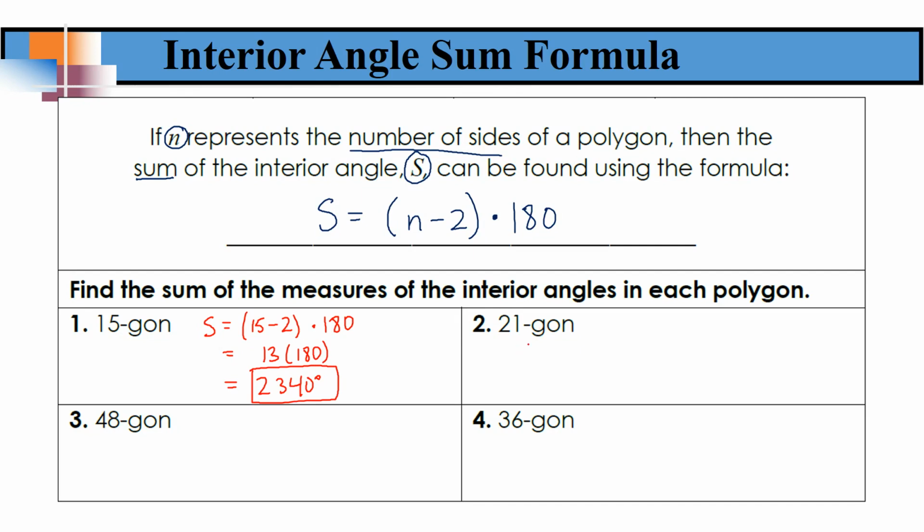For a 21-gon, S equals 21 minus 2 times 180. Well, that's 19 times 180, which leaves us with 3,420 degrees. And there's 2 more examples here. You can try them on your own, but we don't need to see 2 more to understand that idea.